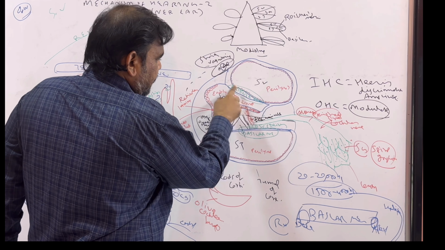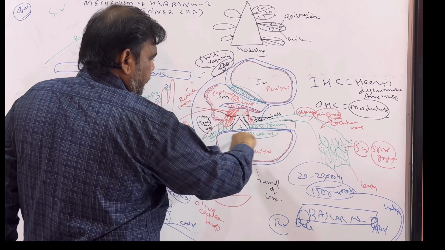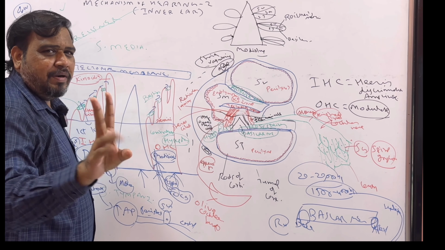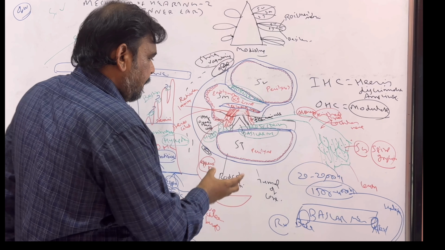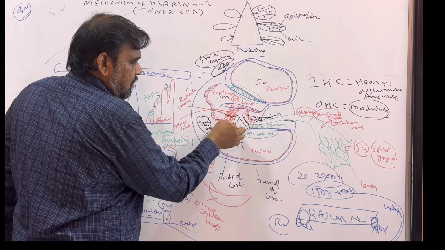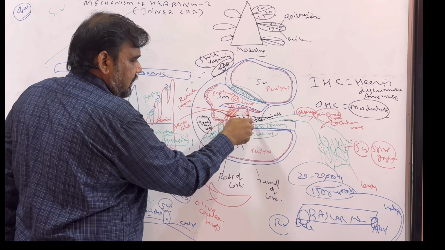tympani. Reissner's membrane separates vestibuli from media. The basilar membrane separates tympani from media. Simple. So two membranes, three scala. And above the basilar membrane is the organ of Corti: rods of Corti, outer hair cell, inner hair cell.